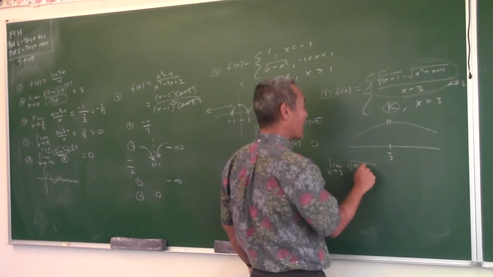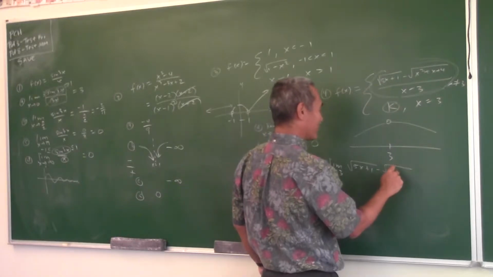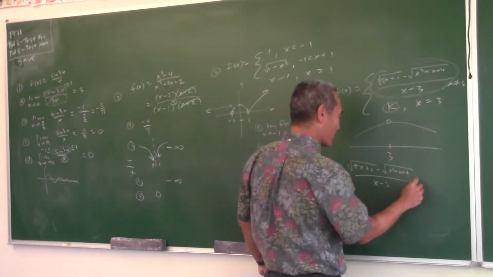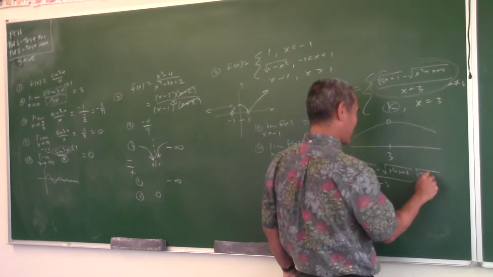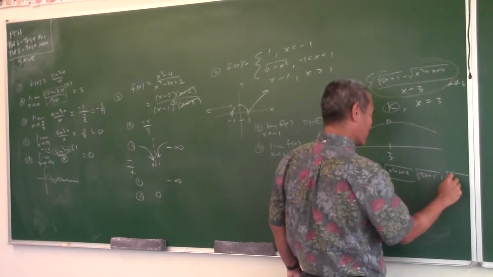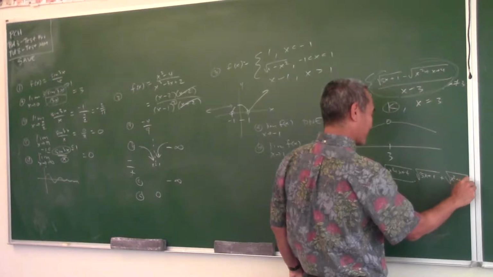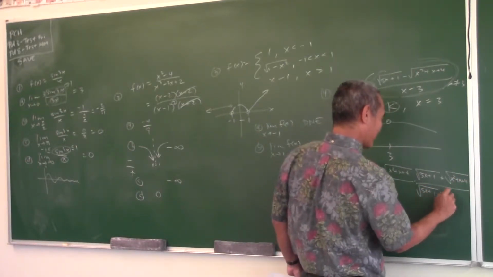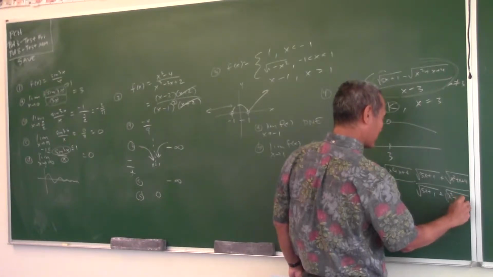So what do you do when you have a radical? You multiply top and bottom by the conjugate of the radical expression. So we're going to multiply top and bottom by root 5x plus 1 plus root x squared plus x plus 4. So this is just doing algebra here. This problem's not difficult.